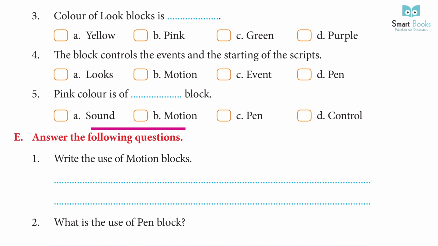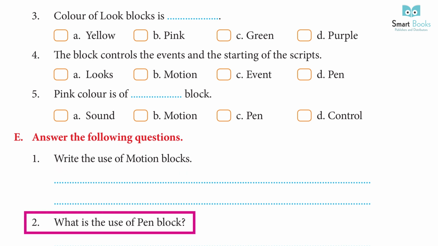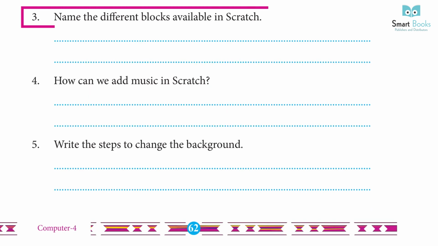E. Answer the following questions. 1. Write the use of motion blocks. Answer: motion blocks are used to direct a sprite's movement on stage. 2. What is the use of pen block? Answer: the pen block is present as an extension to Scratch 3.0. 3. Name the different blocks available in Scratch. Answer: the different blocks available in Scratch are sound block, motion block, control block, event block and pen block.